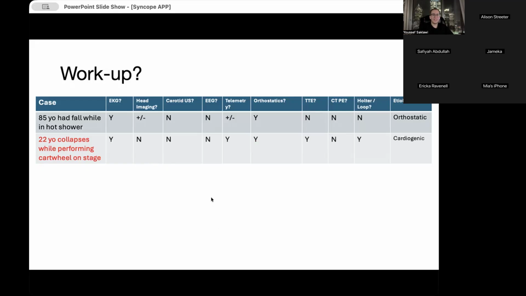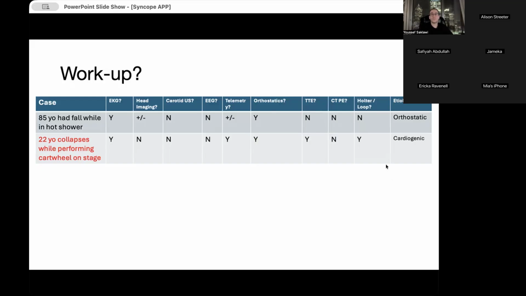So it's very similar to what we were saying. Do we think this is cardiogenic or not? Would I get an EKG? Everybody gets an EKG. Head imaging, again, only if there are significant focal deficits or she's on a blood thinner. Carotid ultrasound, we just said no. EEG also no. Telemetry, that's a definite. Orthostatics, everybody gets them. Echo, in this case, yes. We think this is cardiogenic syncope, high risk, yes. And then Holter, if the workup was entirely negative and you're thinking, could this be cardiogenic? It's exertional, then yes, you would get it at discharge.